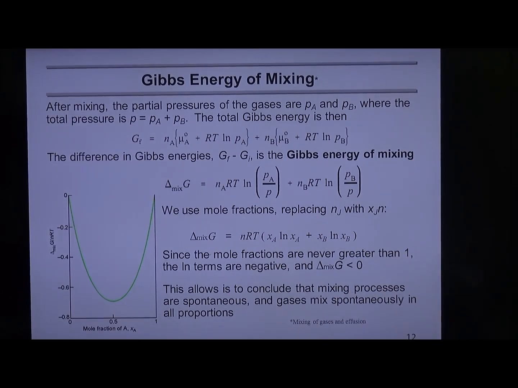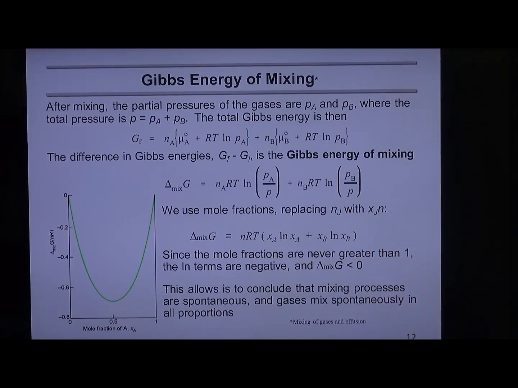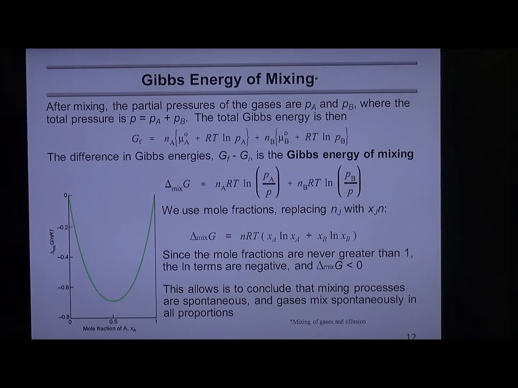And we know that x_A and x_B are numbers between 0 and 1. Then log x_A and log x_B are negative. So the Gibbs energy of mixing is negative. Mixing two different gases is a spontaneous process. So we showed that it is negative.